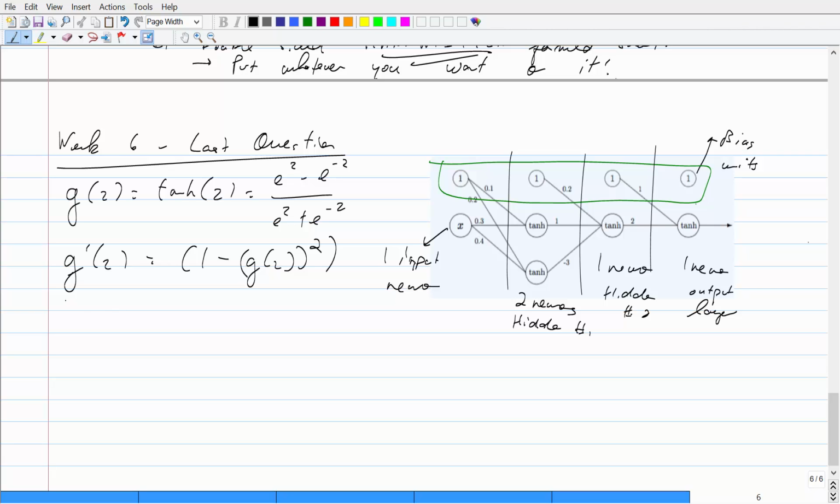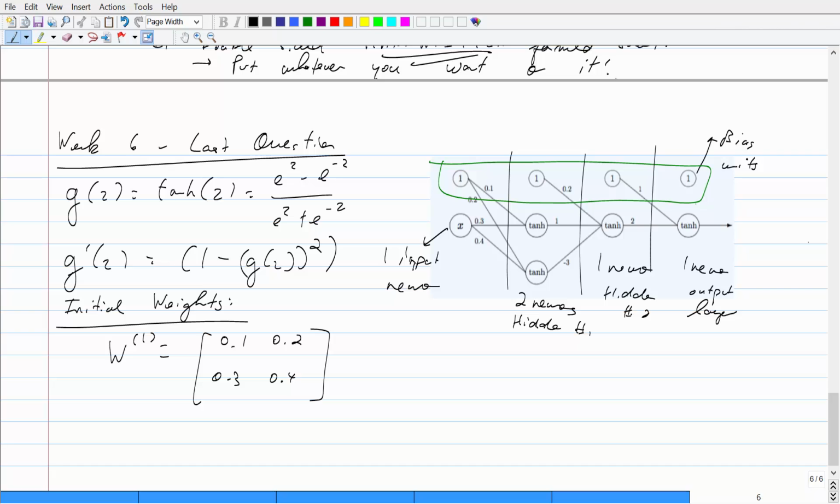Okay, so we initialize the neural network weights to be the following. All right, so the weights between the input layer and the first hidden layer are as follows. So you've got 0.1, 0.2. Okay. So just as a reminder, when you traverse down this way, these are the nodes for the previous layer.